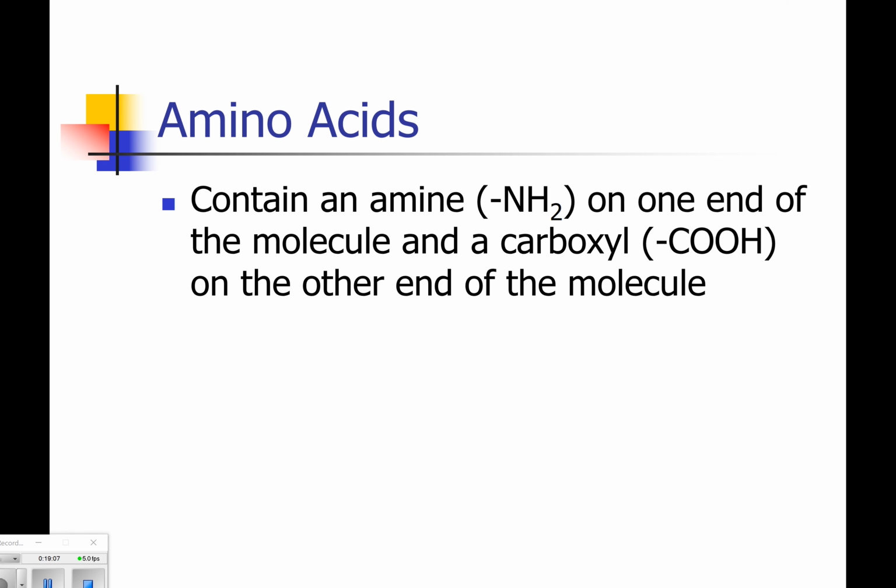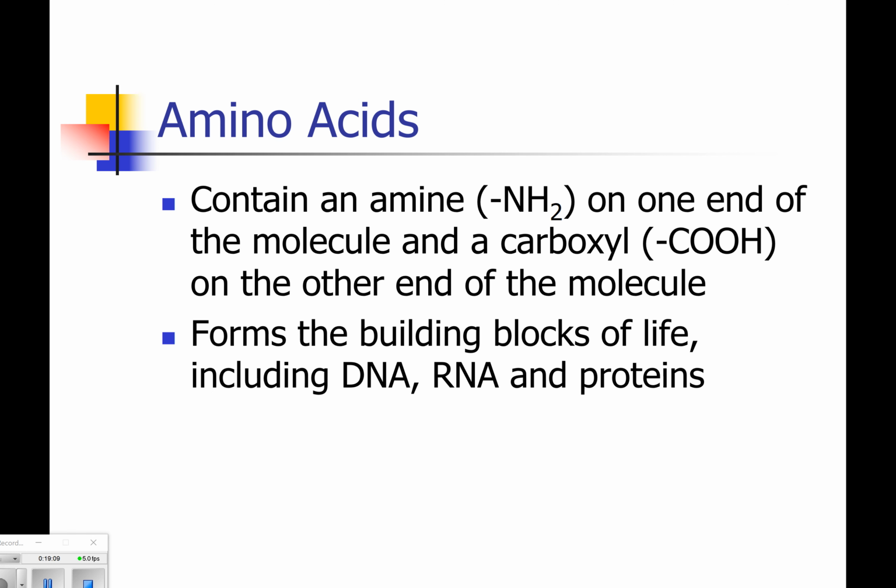This last one is not on Table R, and you're not particularly responsible for it as far as the reagents, but wanted to share this since it is applicable right now. So amino acids contain an amine or an NH2 on one end of the molecule and a carboxyl group from an organic acid on the other end of the molecule. And these amino acids, which are organic compounds, are going to form DNA, RNA, and proteins.